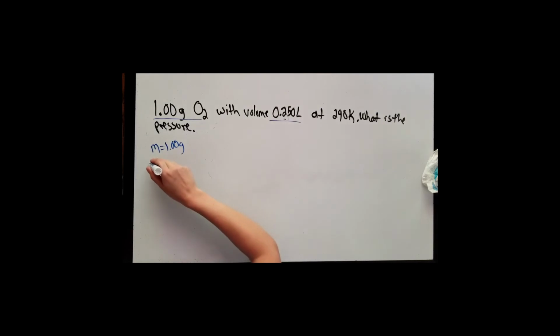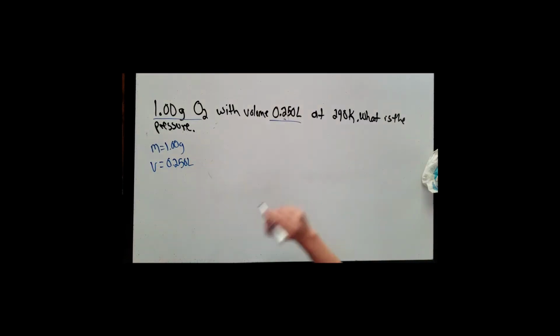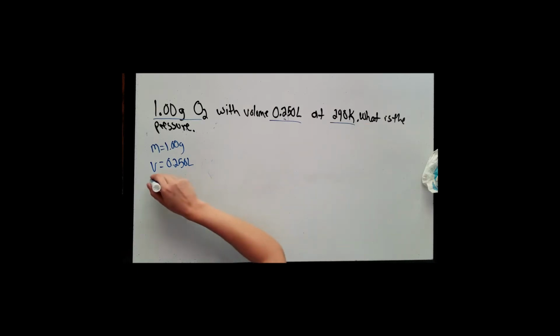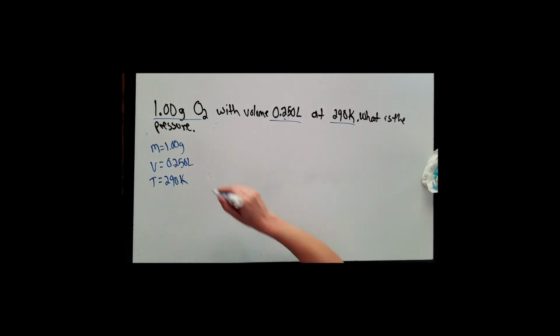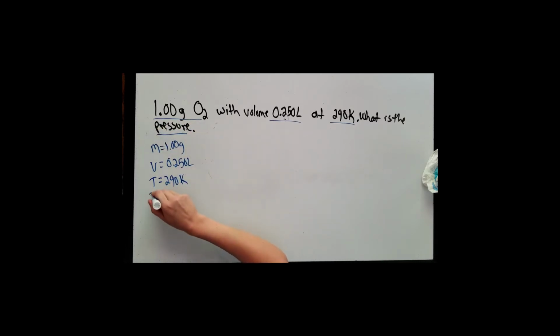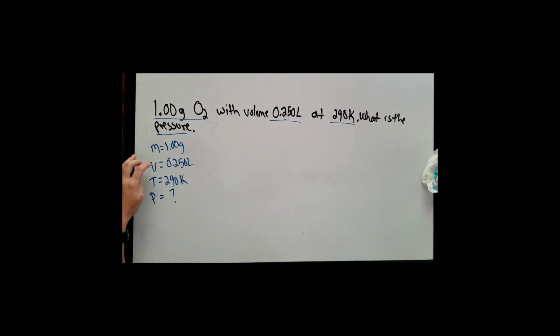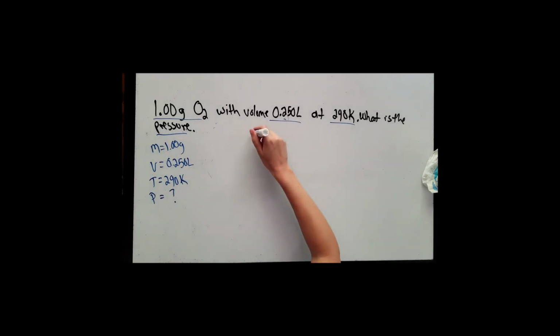Volume, 0.250 liters. 290 K is a temperature. And then pressure is what they're asking for. Okay, well, it's a chapter 5 problem. I have pressure, temperature, volume. I only have one of each. So the only equation that I'm seeing here that could apply, once again, is the ideal gas law.